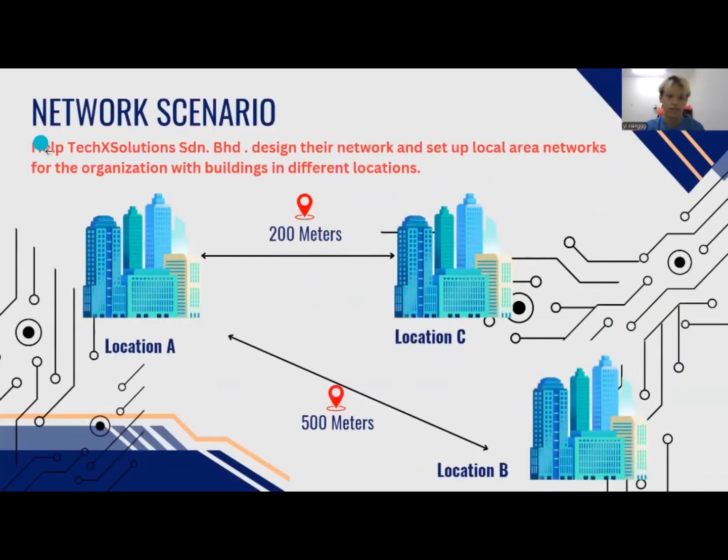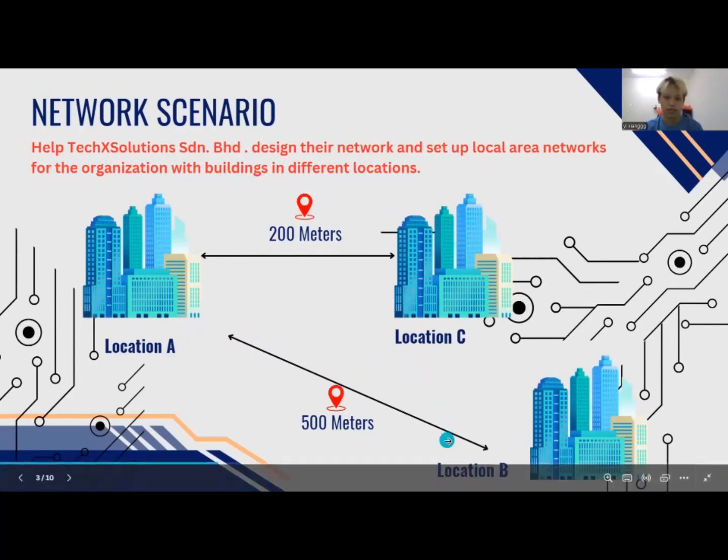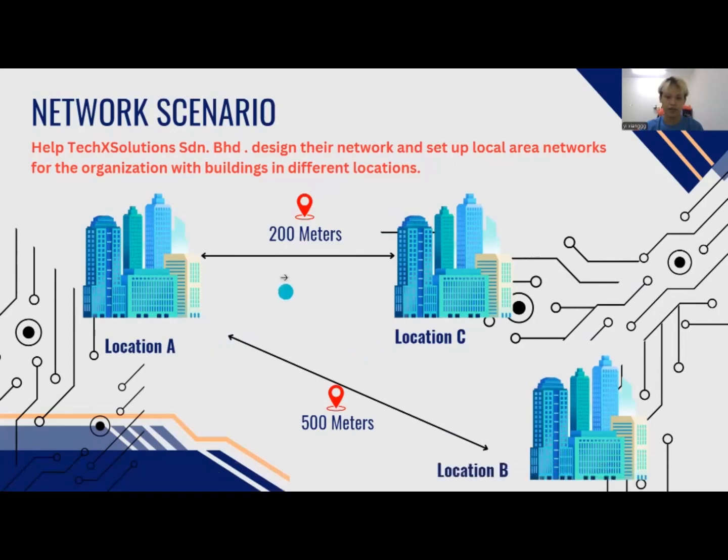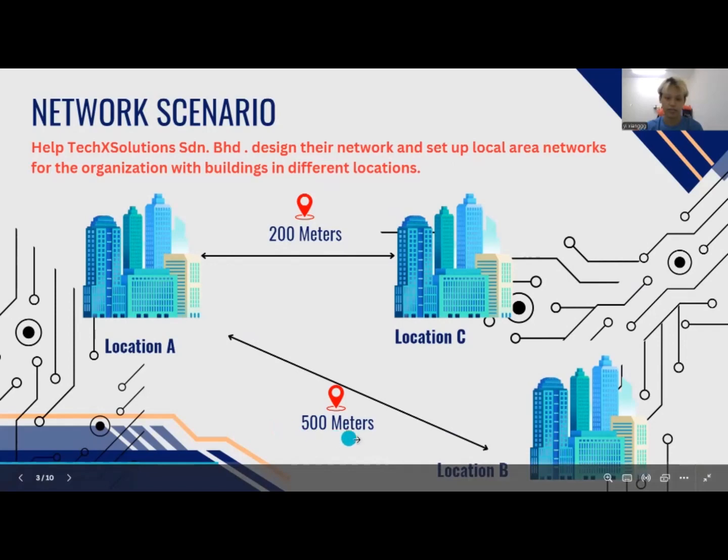We need to help Teach Solution SDN PhD to design their network and set up a local area network for the organization with buildings in different locations. They have three locations: location A, location C, location D. Between location A and location C, they have 200 meters. Between location A and location B, they have 500 meters.